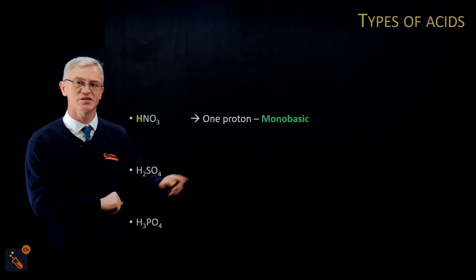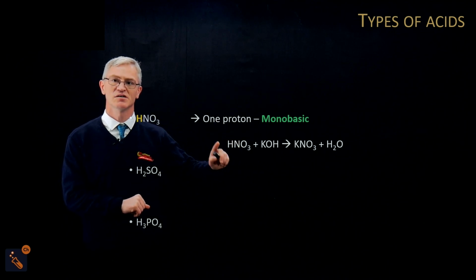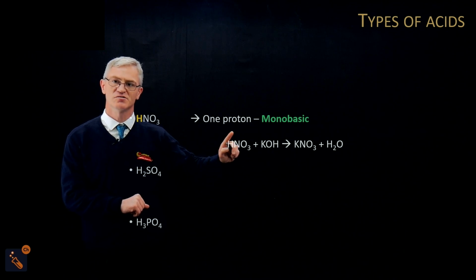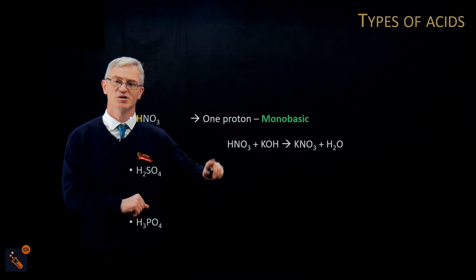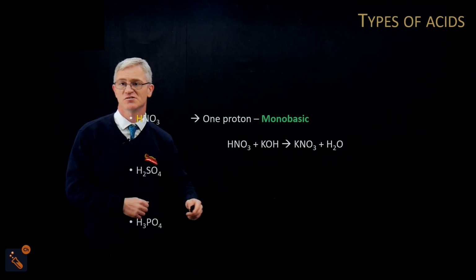And the reason they call it monobasic is because it has one proton, there's your one proton. To react all of those protons, I would need 1 mole of OH- and 1 mole of H+. And that is our neutralization equation. H+ + OH- goes to H2O.